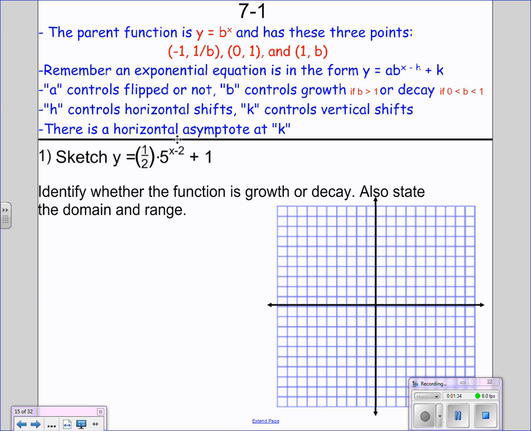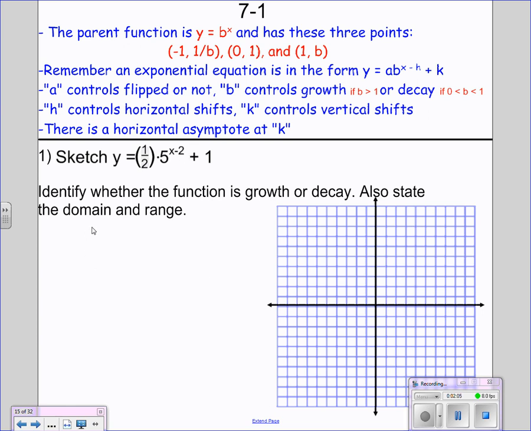And then remember that there will be a horizontal asymptote on exponential functions. The parent function has a horizontal asymptote of y equals 0. However, the new transformed graph will change depending on if there's a value of k or not.